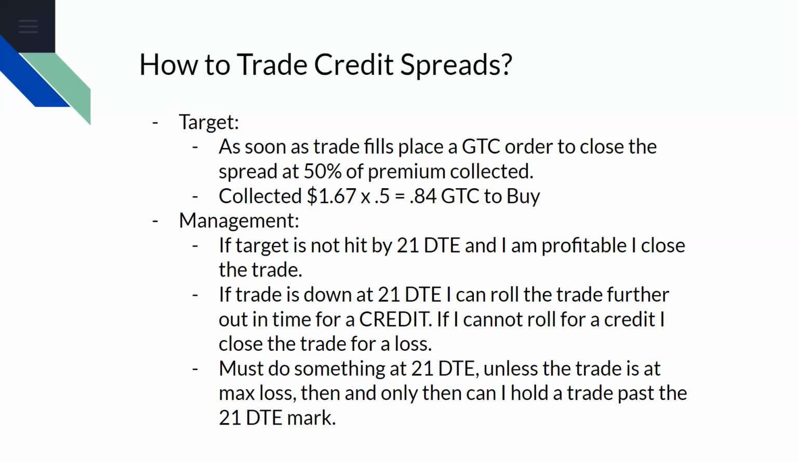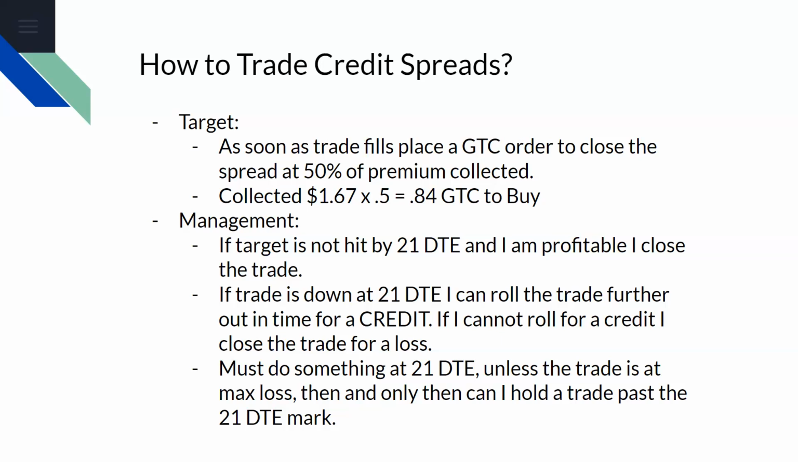But if I can roll it out a month and get a credit for that, I will roll the trade out, getting that additional credit, because at that point you are reducing your risk in the trade. Every time you bring in a credit, your cost basis is reducing, making it easier to hit that profit target.